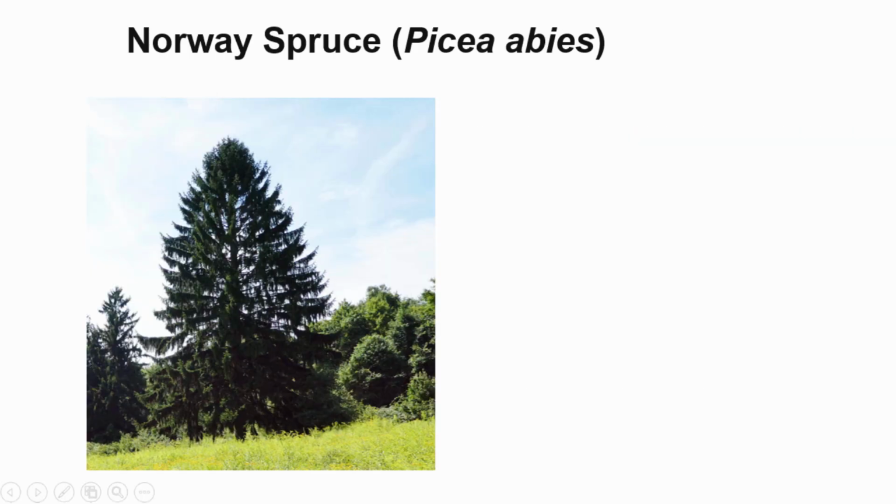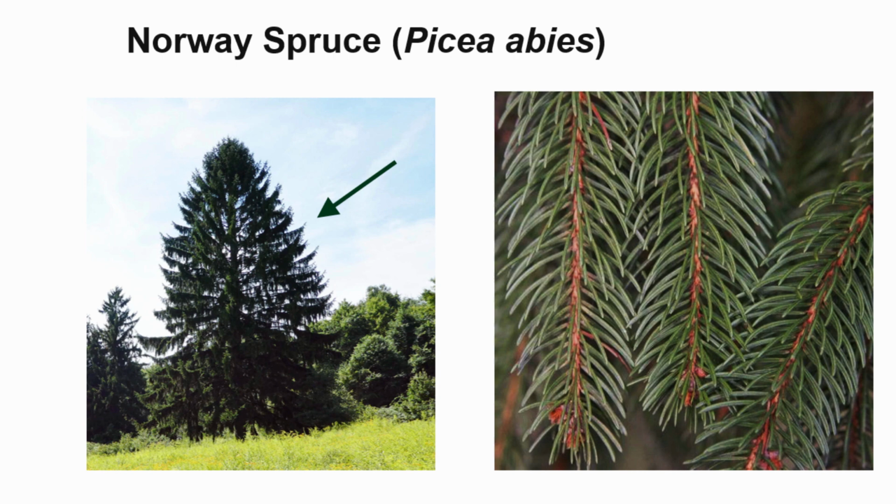Norway spruce is another commonly planted tree in the landscape. This is also an introduced species from Europe. As the tree gets bigger, it looks distinctive from other spruce trees because the ends of the branches are very droopy. These needles are dark green in color and may be slightly curved.